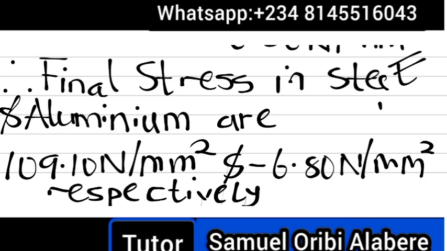This is to say that the final stress in the mild steel bar is 109.10 Newton per millimeter square, which indicates a tensile stress, while the final stress in the aluminium cylinder is negative 6.80 Newton per millimeter square, which indicates a compressive stress in the aluminium cylinder.